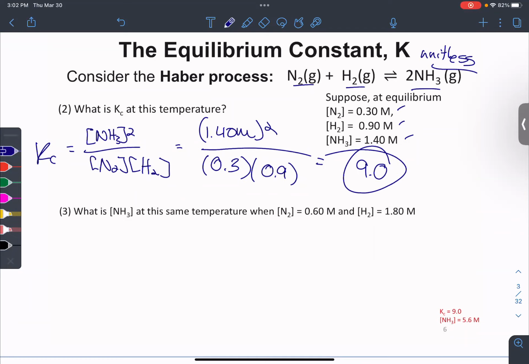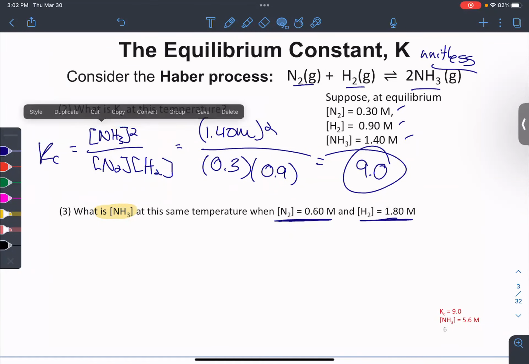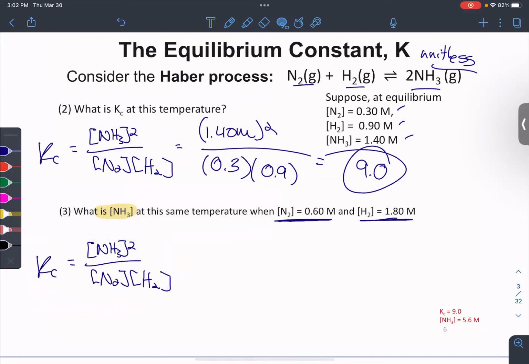Let's do it a different way here. What would the NH3 concentration be at this temperature if we measure a concentration of nitrogen to be that and hydrogen to be that? This question is based upon the idea that we now know what K is, but we're just solving for this new component. I know what K is, I know what N2 is, I know what H2 is, so I can back calculate that missing piece. So K is equal to 9.0.